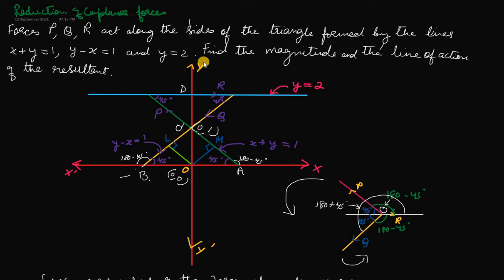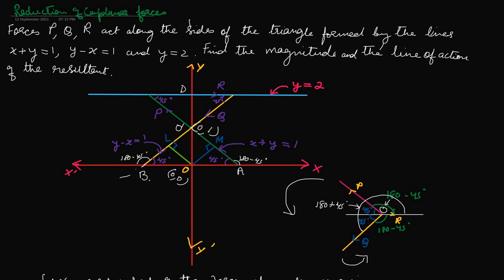If this is in this direction, then here it should be in this direction, and this one is along the downward direction. And the line y minus x is equal to 1 is this line, which acts downward, okay. And the line y is equal to 2 is this line. So this line x plus y is equal to 1 acts upward in the direction of the force P, and this one is the direction of the force R, and this one should be taken in order, okay. So this is the direction of the force Q formed by the line y minus x is equal to 1.